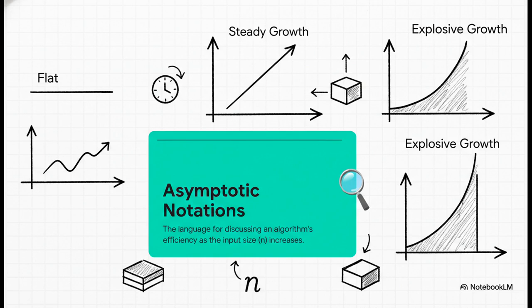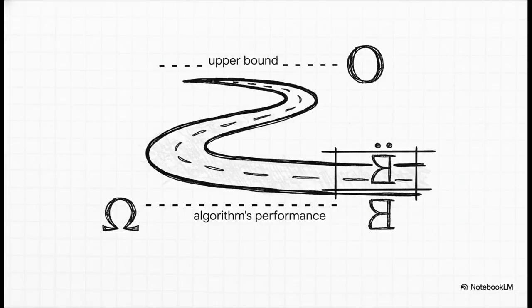We don't care about the exact running time in seconds. What we care about is how that running time changes as the amount of data we feed it gets bigger and bigger. Does it stay flat? Does it grow at a nice steady pace? Or does it just explode? That's what really matters. Now, inside this language, there are 3 key words we're going to focus on.